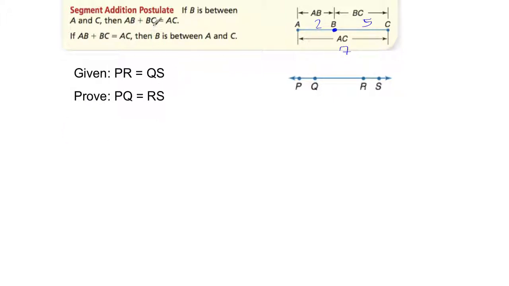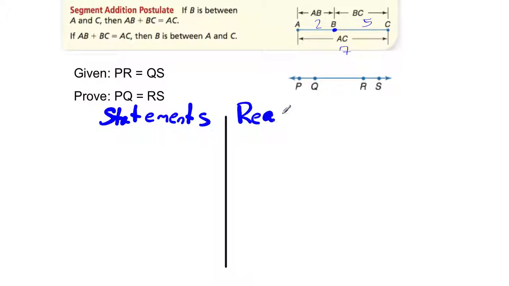So if we remember our 2-column proofs from before, obviously we have 2 columns, and the first column is going to be our statements, and the second column is going to be our reasons. And so what we want to do is look at a proof, and here they actually give us a picture, and they say PR is equal to QS.